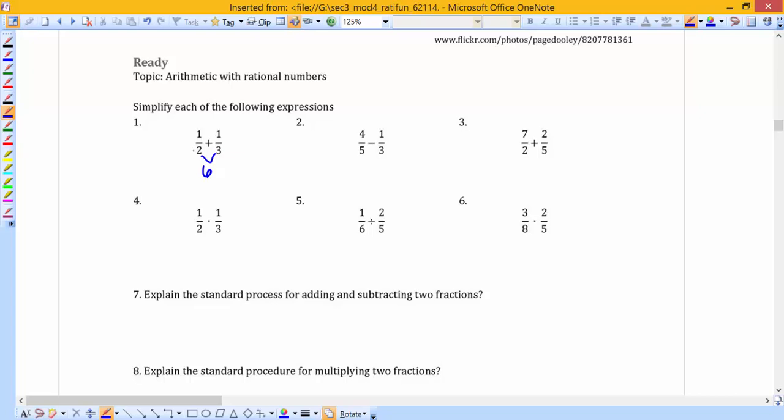In order for 2 to become a 6, you have to multiply by 3, which means you have to multiply the left fraction, 1/2, by 3 over 3. You're not changing the number. You're just rewriting it. In order to turn 3 into a 6, you must multiply by 2. So you have to multiply by 2 over 2, so it's still 1. So I now have, well, you guys can finish that. That's all I'm going to do there.